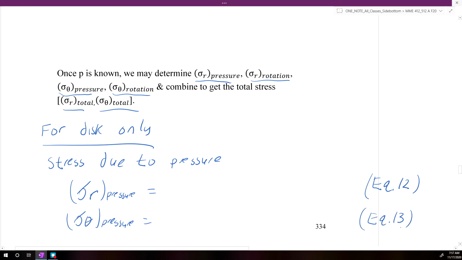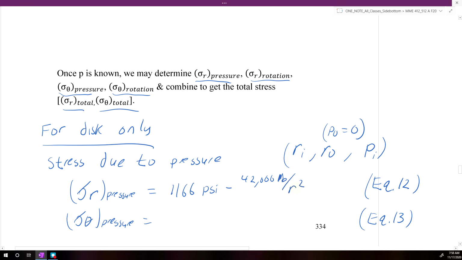So these two equations, which we had earlier in the lecture, give what we'd end up getting if we plugged in all the constants that we had. So these are functions of the inner radius, the outer radius, and the internal pressure of our disk. The outer pressure in this case is 0. We plug in all those values. What we end up getting for sigma R pressure is 1166 psi minus 42,000 pounds divided by the radius squared, and then for the tangential stress, it's again 1166 psi plus 42,000 pounds divided by the radius squared.